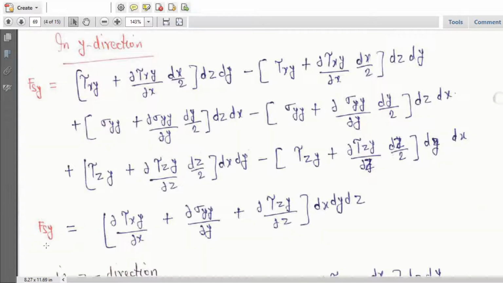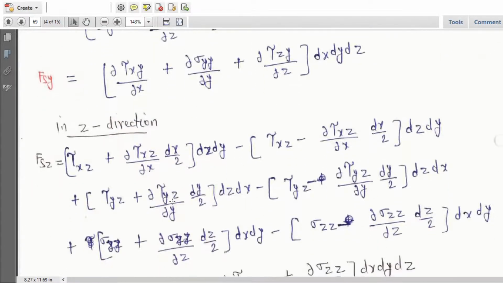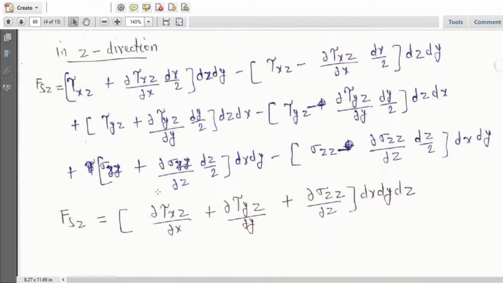So the net force in the y direction would be ∂τxy/∂x, ∂τyy/∂y, ∂τzy/∂z, times dx dy dz. Similarly, we can write for the z direction component.